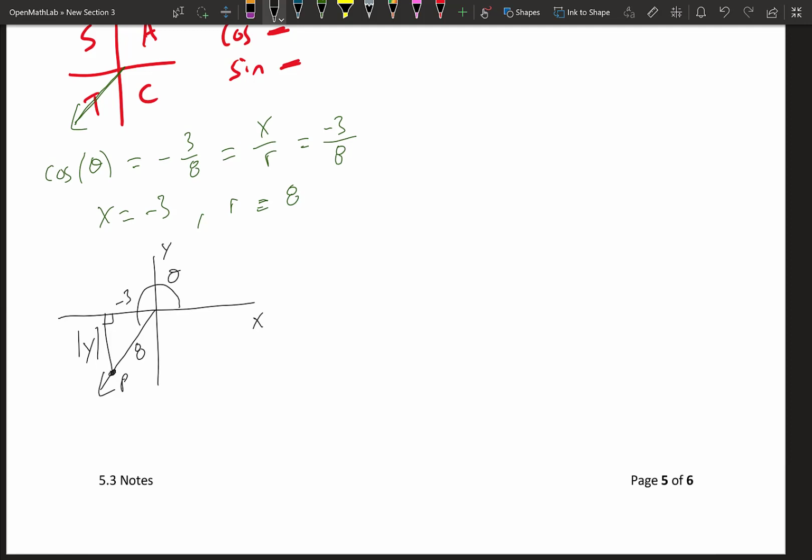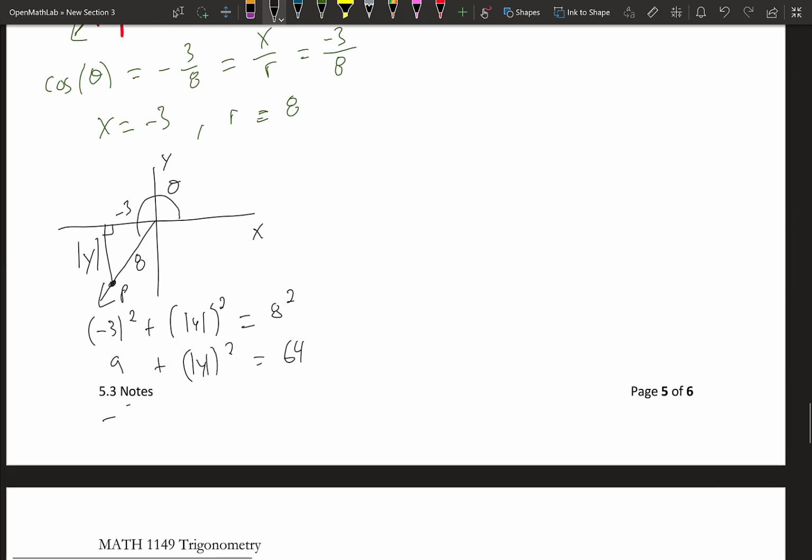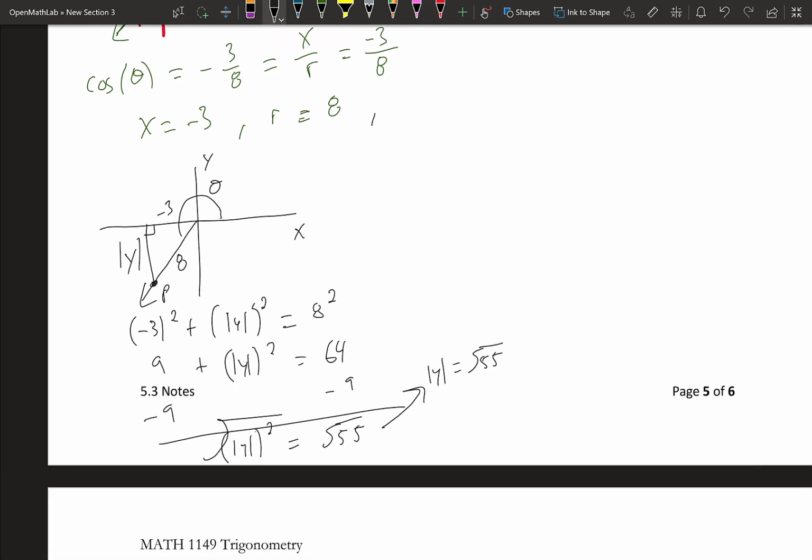So then, to figure this out, we could have negative 3 squared plus absolute value of y, quantity squared, equals 8 squared, and then solve for the absolute value of y. So this would be 9 plus absolute value of y, quantity squared, equals 64. So then subtract 9 from both sides, and we get the absolute value of y, quantity squared, is equal to 55. So then take the square root of both sides, and we end up with absolute value of y equals radical 55, right? So that distance is radical 55, but the actual y value, since we're in the third quadrant, is negative. So y is going to be equal to negative radical 55, right?